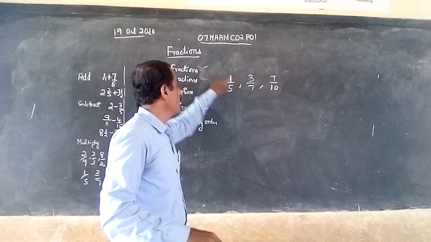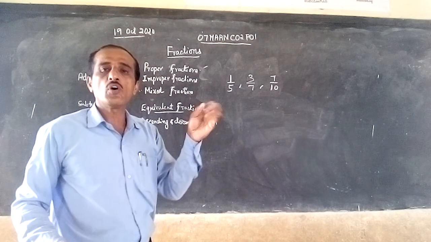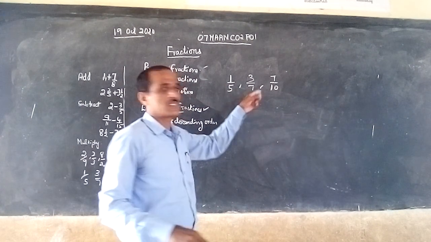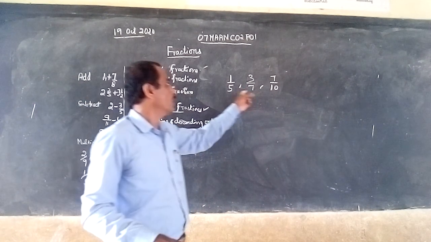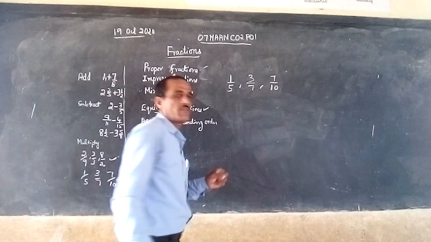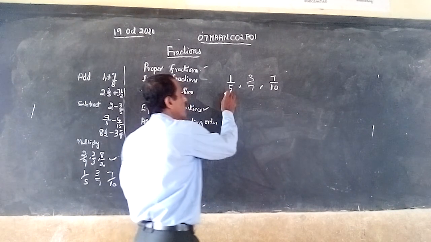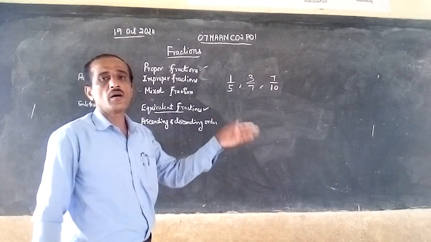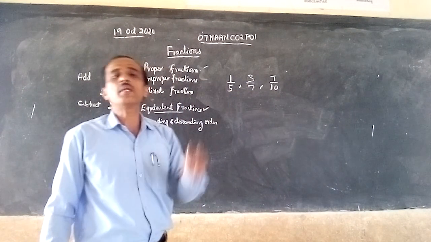See, here you have to find whether 1 by 5 or 3 by 7 is greater. So it is difficult to identify. So you have to make those fractions have the same denominator, or the same numerator. It is better to make the denominators the same. How to do this? See, here 3 fractions are given: 1 by 5, 3 by 7 and 7 by 10. Here 5, 7 and 10 are the denominators. You have to find the equivalent fractions of these having the same denominator.